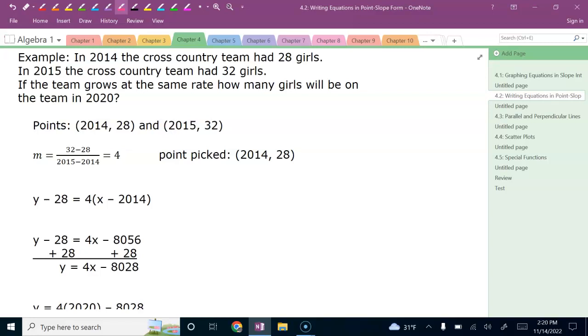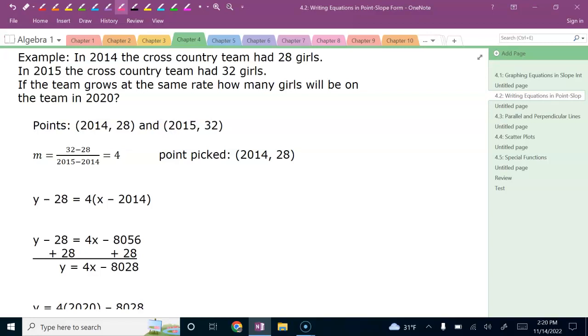Then you had to pick a point, just like we would have done before with the coordinates. This time it's just bigger numbers or different looking numbers. It's not necessarily just like 3, 2, or something like that. So I picked the point 2014, 28. You could have picked the other point 2015, 32 if you wanted.